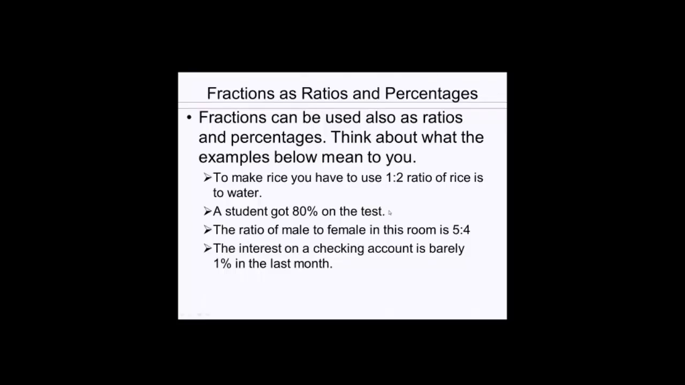A student got 80% on the test. That means if the test was at 100 points, then they got 80 points on it. It's not always necessary that the test is at 100 points, and we'll talk about percentages again later. The ratio of male to female in this room is 5:4. For your video log question, explain what that means to you. Similarly, explain on the video log what it means to you that the interest on a checking account was barely 1% in the last month. We will do more on ratios, percentages, and decimals, converting fractions to decimals, a little bit later.